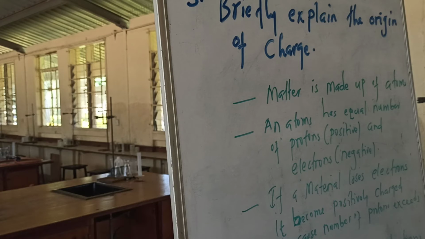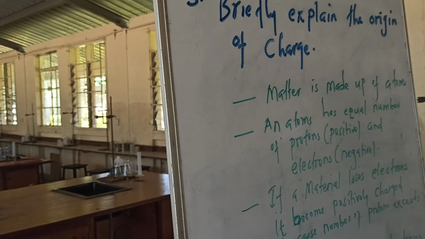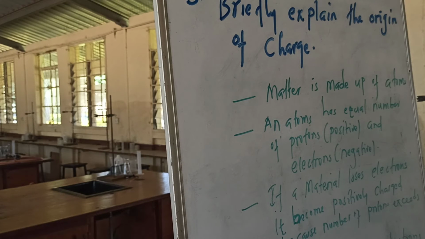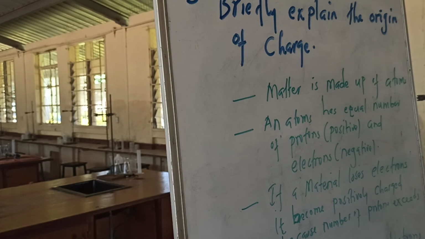Don't you see that now the number of positive charges, that is protons, is more than the number of negative charges, that is electrons? So when a material loses electrons, it becomes positively charged because the number of protons exceeds the number of electrons. On the other hand, the material that gains electrons ends up having more electrons than protons.